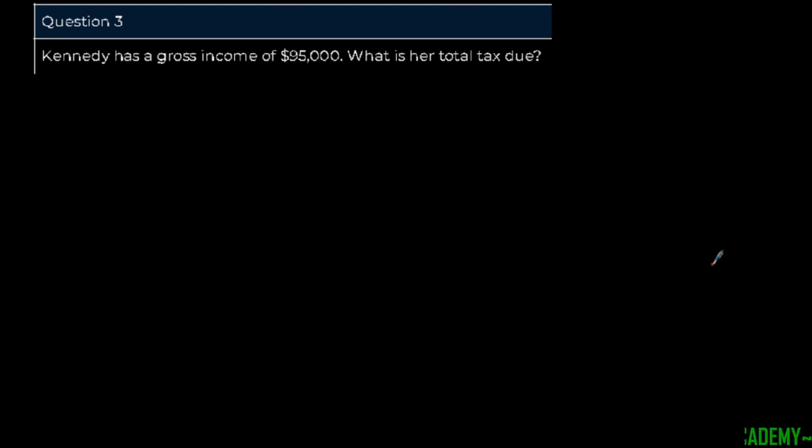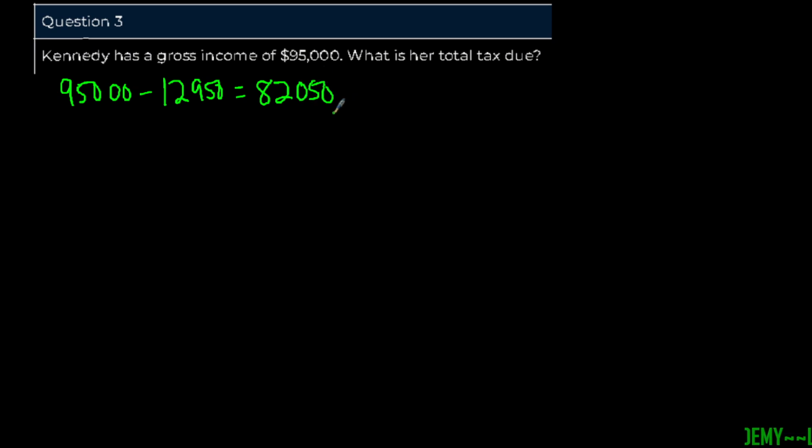It says Kennedy has a gross income of $95,000. What is her total tax due? So same setup. We have to now say, okay, well, let's first find our taxable income. So we're going to say 95,000 minus 12,950. It's going to be equal to $82,050. So that's going to be the taxable income. You can make sure you label your different parts.